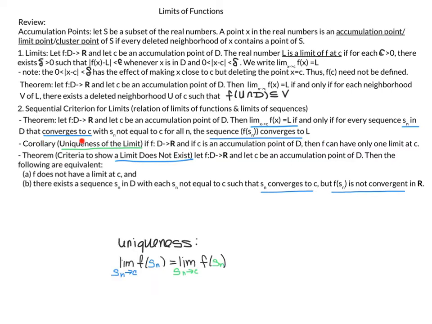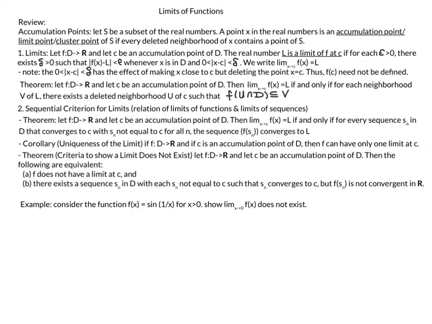And last, we have this corollary, uniqueness of the limit. We discussed how uniqueness gives us this requirement that if we have two sequences that approach c, then the limit of f of Sn must be equal. If they're not equal, that means the function does not converge. So in effect, the fact that limits are unique also gives us another way of determining when a function does not converge. Now it's time for an example.